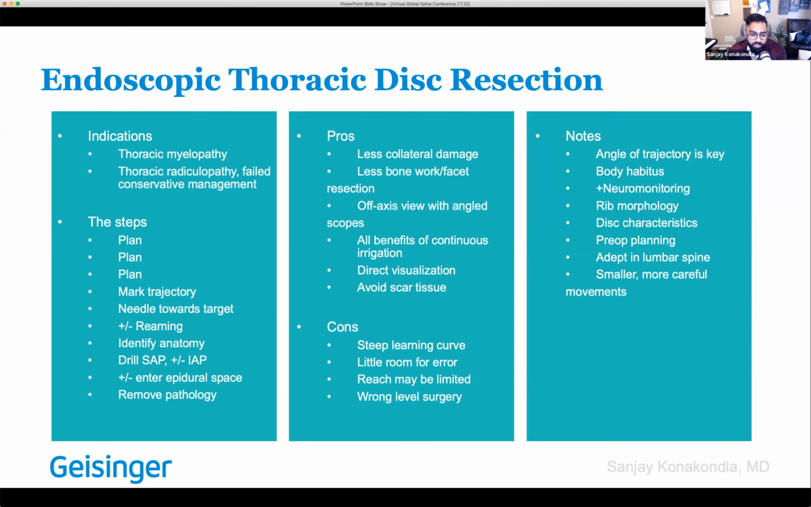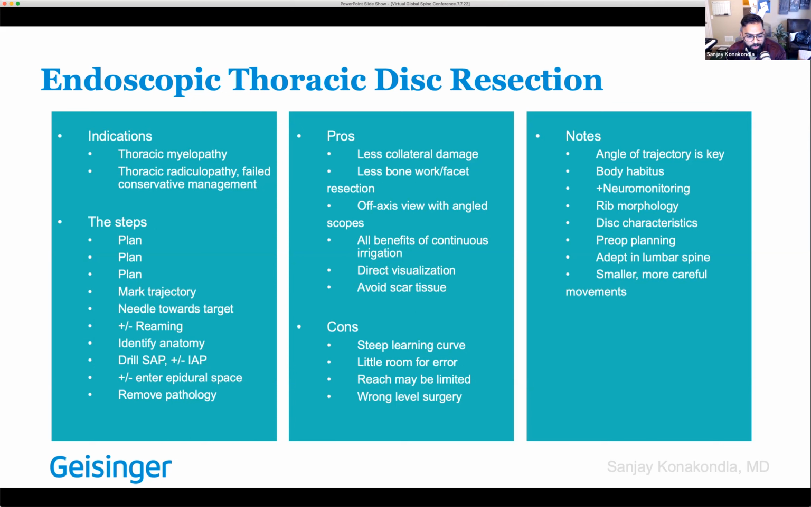It does have a steep learning curve, especially when we're talking about dealing with the spinal cord and the cervical or the thoracic spine. It's not the thecal sac that has the cauda equina nerve roots, it's the spinal cord behind the dura. So you can't plunge, there's little room for error, and your reach may be limited depending on the pathology and your trajectory. And again, we'll go over some specifics on why that may be so.